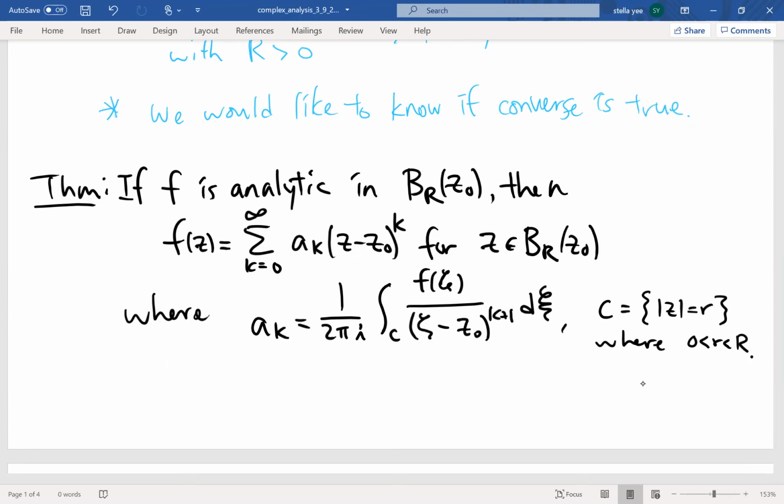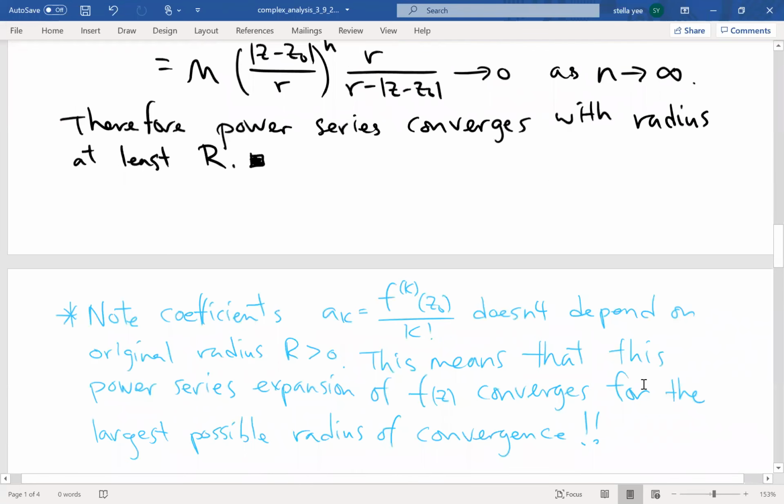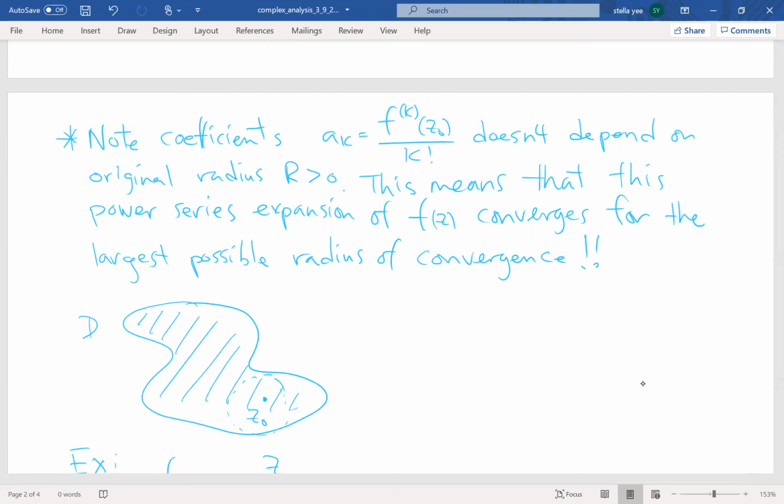But these coefficients right here do not depend on the original radius, big R. So if it was possible to be extended to an analytic function beyond this, if it could be extended to a bigger ball, then it will converge for that bigger radius as well. The point is that this f converges for the largest possible radius of convergence. You can tell that I'm excited about this statement because I underlined for the first time and there's a couple of exclamation marks right there.